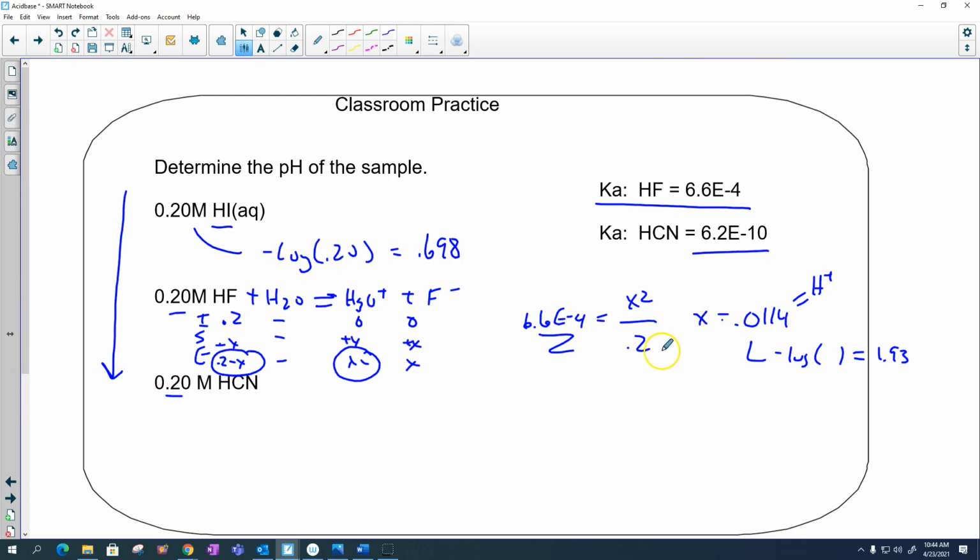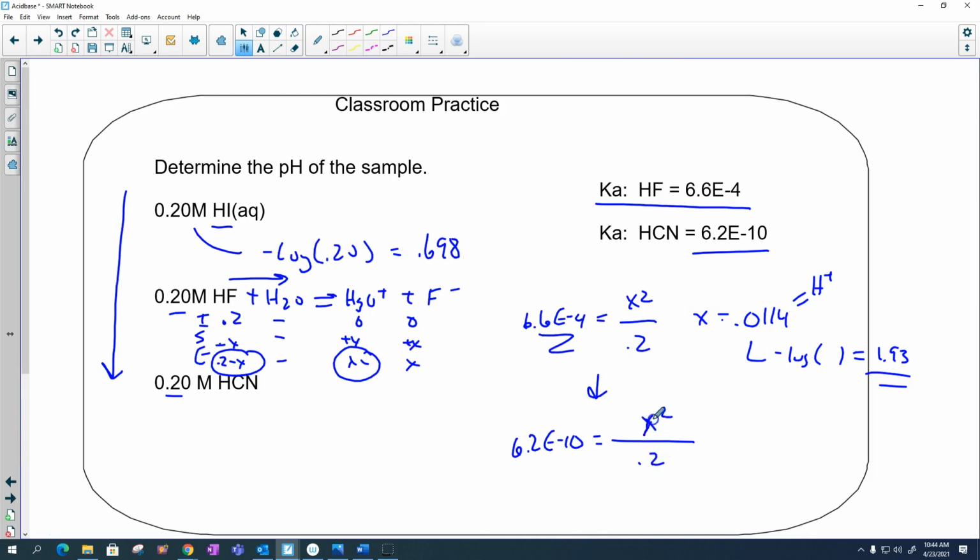Now you notice that this one has the same concentration, but it has a much smaller Ka value. So same starting material, but you're not able to push as far towards products as you would think. Let's see how that affected our pH. This one is quite acidic, by the way. It's going to be very similar. The only thing different in this calculation is I'm going to swap out a different Ka value. So 6.2 e to the negative 10th equals x squared over 0.2.